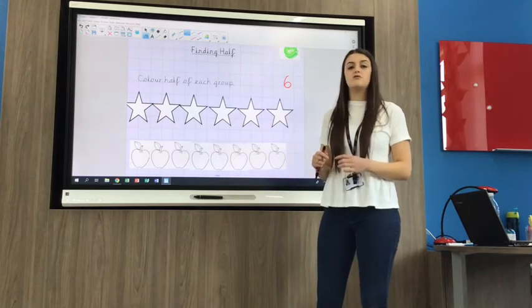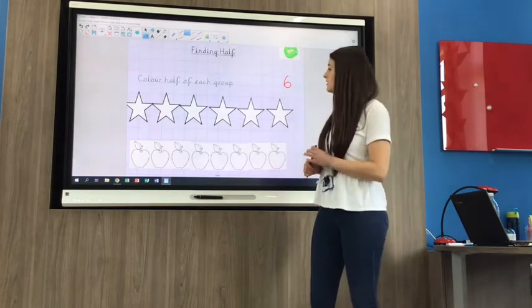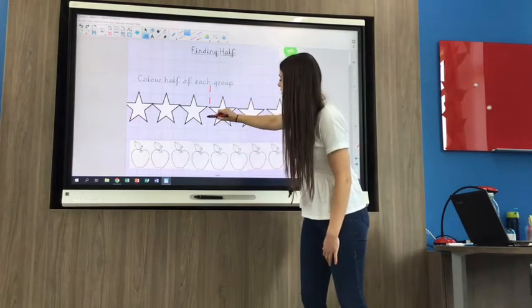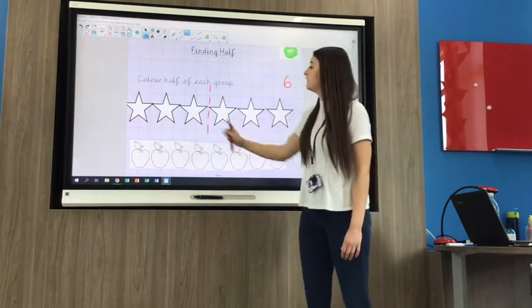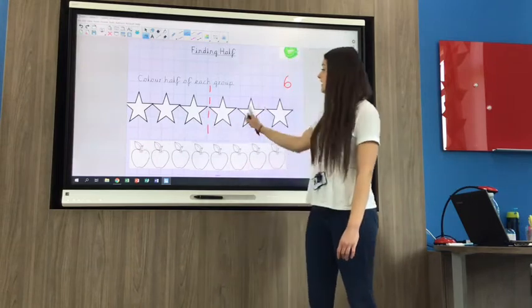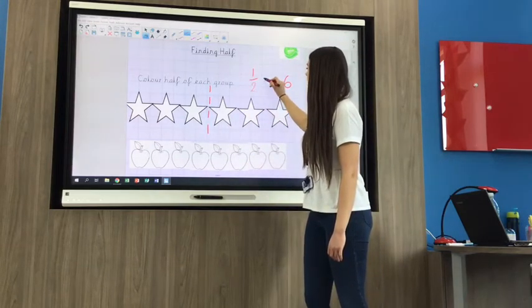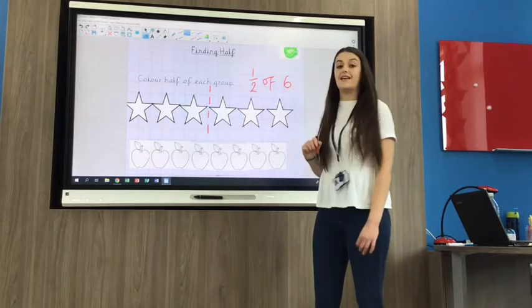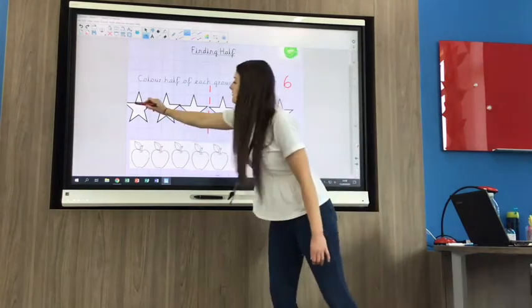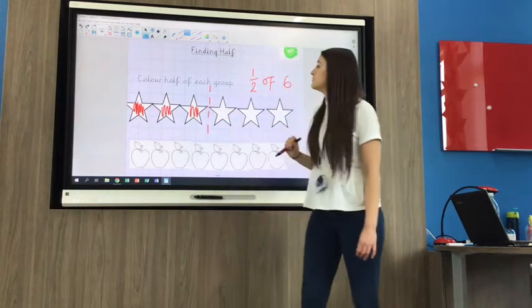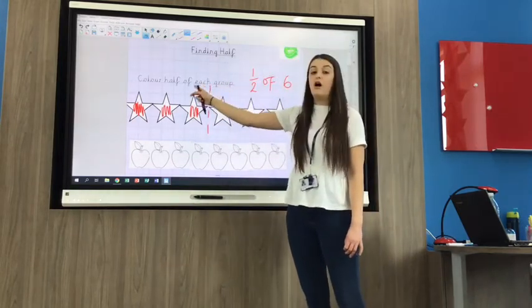If you're struggling to remember your halves, what you could do, though, is try and draw that line again down the middle. And you can see there, I've got 3 stars on this side and 3 stars on that side. The question is asking me half of the number 6, because I've got 6 stars. I'm going to quickly colour in 3 of those stars, because it's asking me to colour in half of each group.